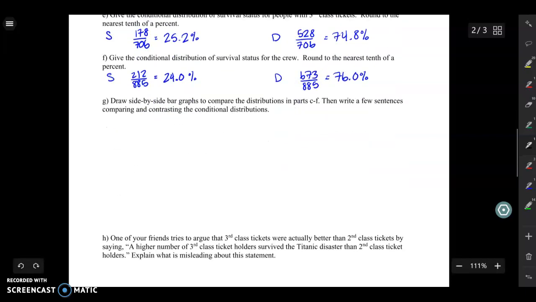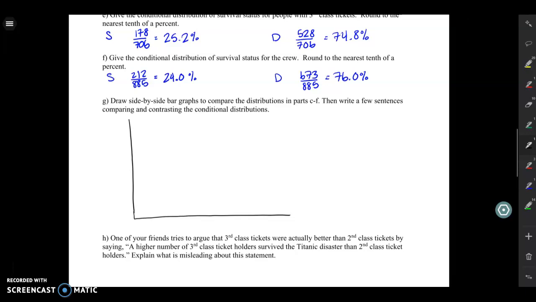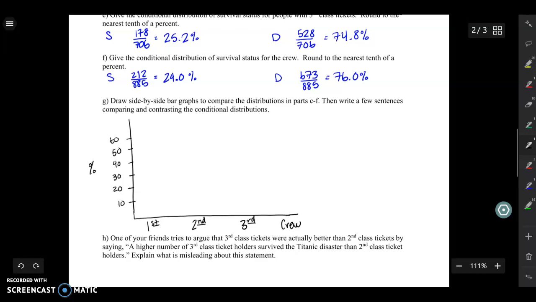So what we're going to do is create a bar graph. Maybe it's been a while since you've created a bar graph, but we need two axes. Along the bottom, I'm going to put the classes. So I have first class, second class, third class, and the crew. And then along the vertical axis, I am going to put percents. And maybe I'll just go by tens. So there's 10, 20, 30, 40, 50, 60, 70, 80.